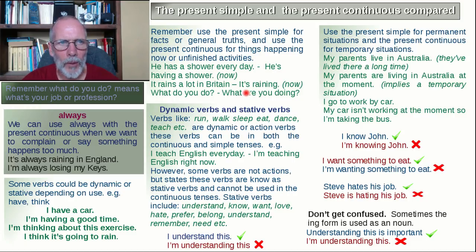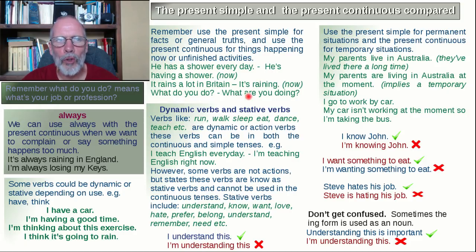And here we have a couple of questions. Remember the difference between these two questions: "What do you do?" and "What are you doing?" Remember, "What do you do?" is a question in the present simple. We need to use the auxiliary verb "do" plus the subject plus the main verb, which in this case is also "do." And can anyone remember what this question means? Remember, "What do you do?" means what's your job or what's your profession. If somebody asks me, "What do you do?" I can reply, "I'm a teacher."